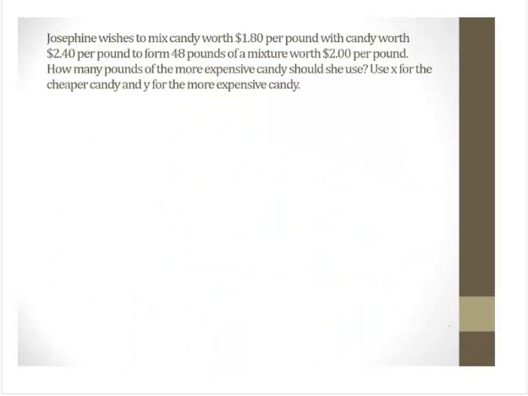All right, another application. Josephine wishes to mix candy worth $1.80 per pound with candy worth $2.40 per pound to form 48 pounds of a mixture worth $2 per pound. How many pounds of the more expensive candy should she use? We'll use X for the pounds of cheaper candy, and we'll use Y for the pounds of more expensive candy.